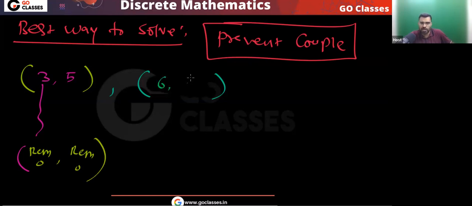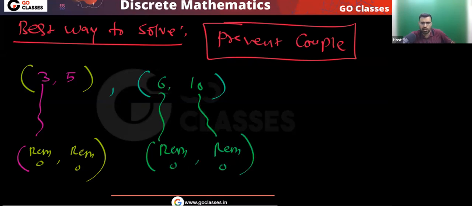Can I take 6, 10? Here also you can notice, when you divide by 3, remainder 0. Sorry, when you divide by 3, remainder 0. When you divide by 5, remainder 0.